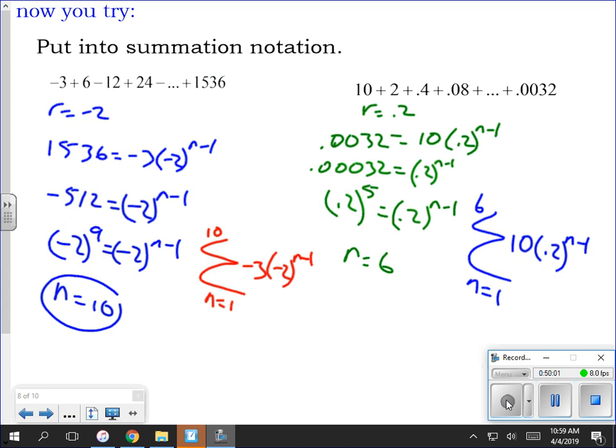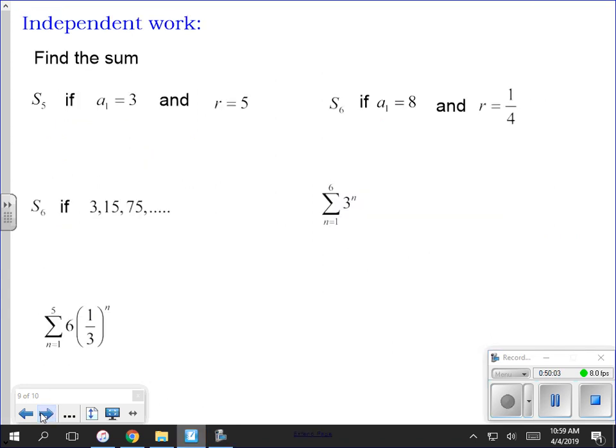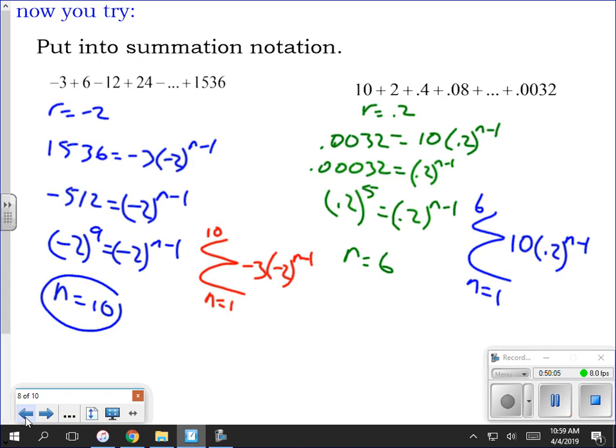And I do believe the next is independent work. You. Okay.